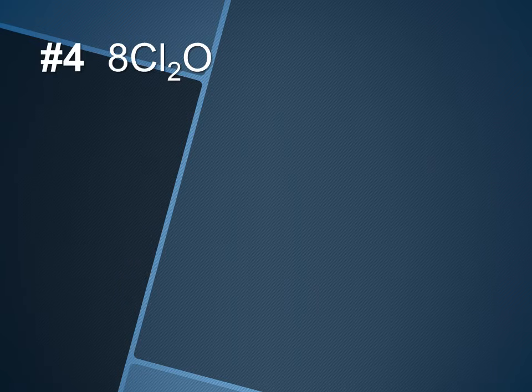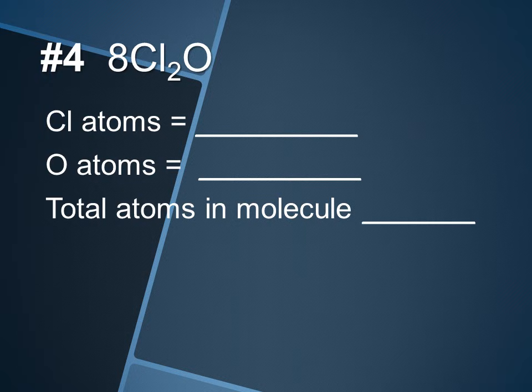Okay, so let's try one where we have 8 total Cl2O molecules. Okay. So how many Cl atoms would we have? Well, I'll give you a second to think about it. So, did you look and see how many Cl's there are? There's 2. But you have to multiply that by the 8 because there's 8 of them. So that would be, what, 16? And for your O's, there's a little imaginary 1 right here. So you have to take your 1 times your 8. So then your total molecule, so 16 plus 8 would be 24.